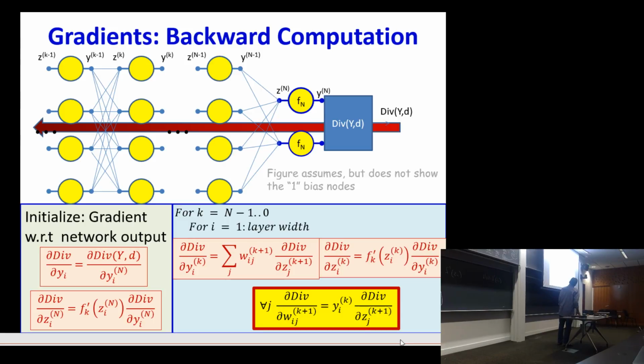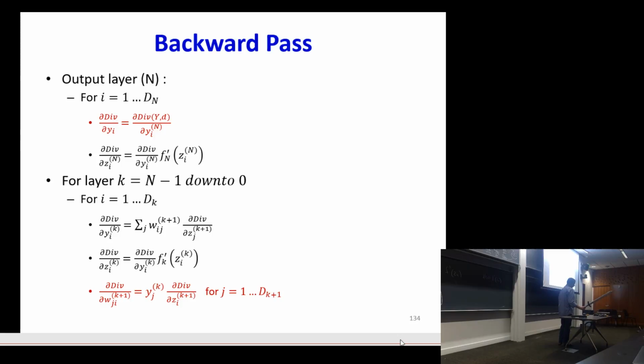So here is the backward pass. If I were actually writing code for the backward pass, first I will be computing the derivative for each input. This is again for a single input. Remember, all of this is about computing the derivative for a single input, right? So you compute the derivative of the divergence with respect to the output of the network, and then you work your way backwards, and at each layer you go over all of the neurons.